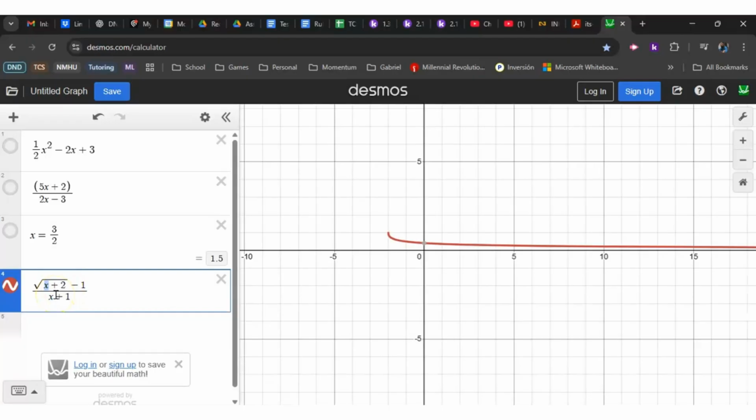Guys, I'm going to split up your table really soon, okay? Yeah, if I plug in something like negative 5 plus 2, that is negative 3. What's the square root of negative 3? Oh, I can't do it, right? It's negative.